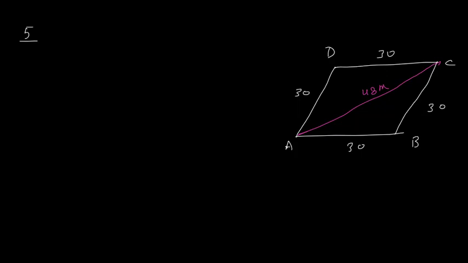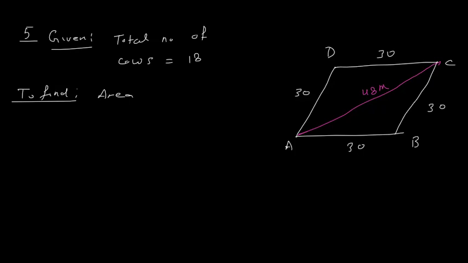So you can write, given: total number of cows is 18. To find: area grazed by each cow. Solution.